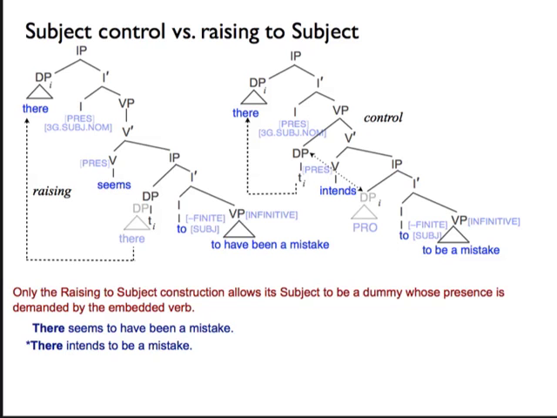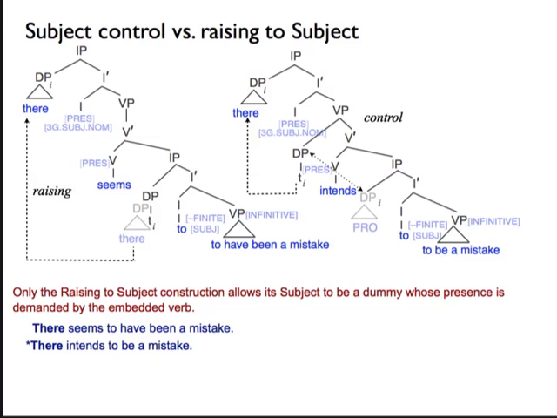Because if it were the case, think about it, if there were the subject of intend, that wouldn't work. Because why? Because intend says, I need to have, as an argument, an animate being that is capable of intention. And there doesn't quite make it. Under any interpretation of there, that cannot refer to an animate being. So the fact that it's compatible with "to be a mistake" is irrelevant here. It's irrelevant because of the semantic properties of intend.